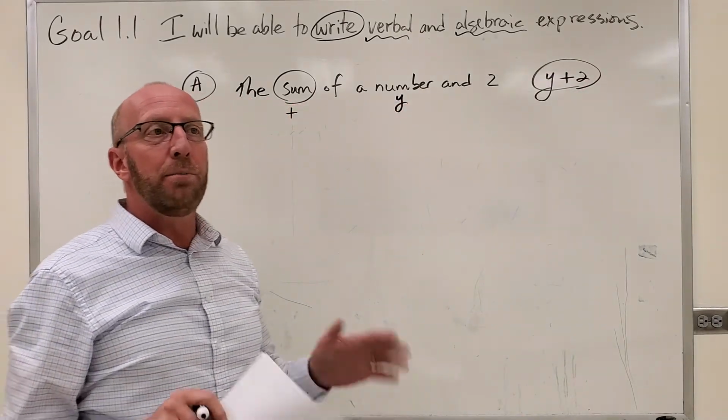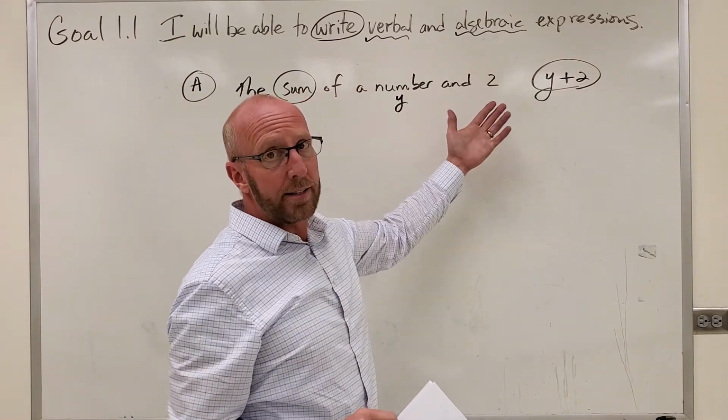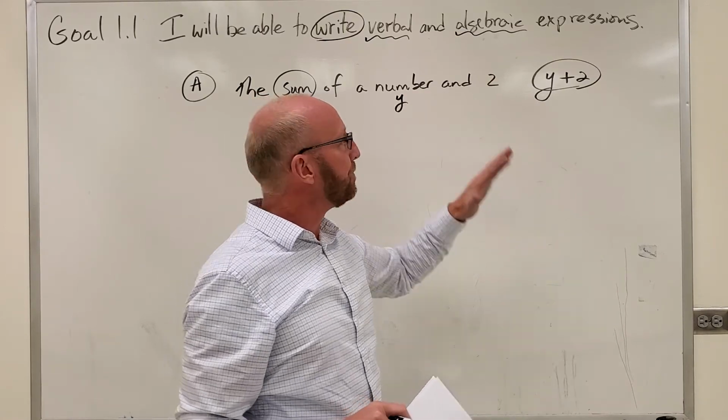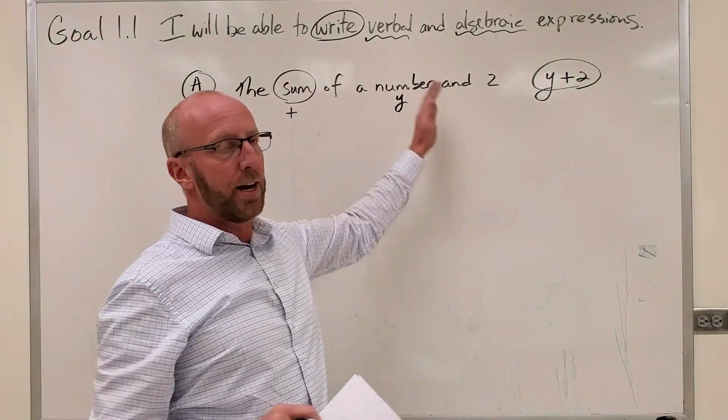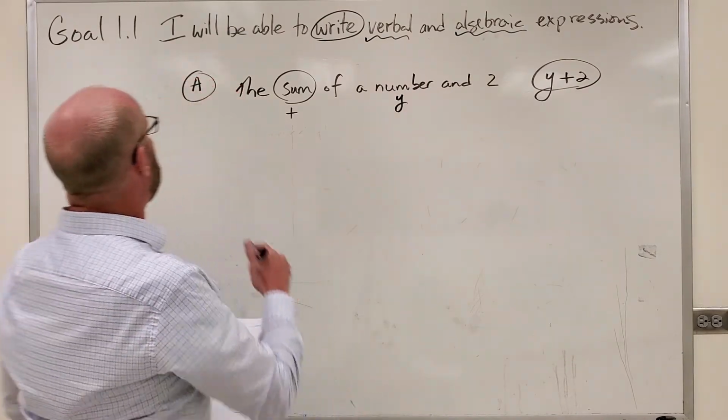Now, addition is commutative, meaning that I can change the order. I could go 2 plus y and I get the same answer. You cannot do that with subtraction or division. The order matters in subtraction and division. The order does not matter in multiplication or addition. Let's try another one.